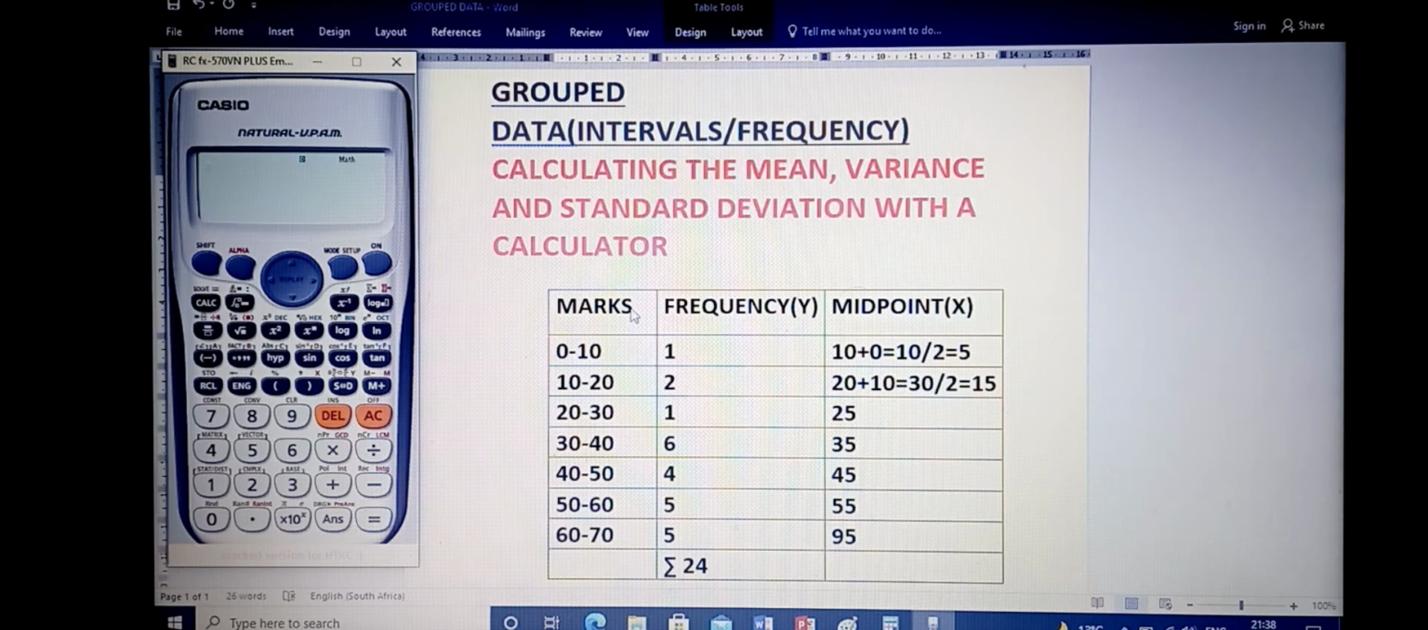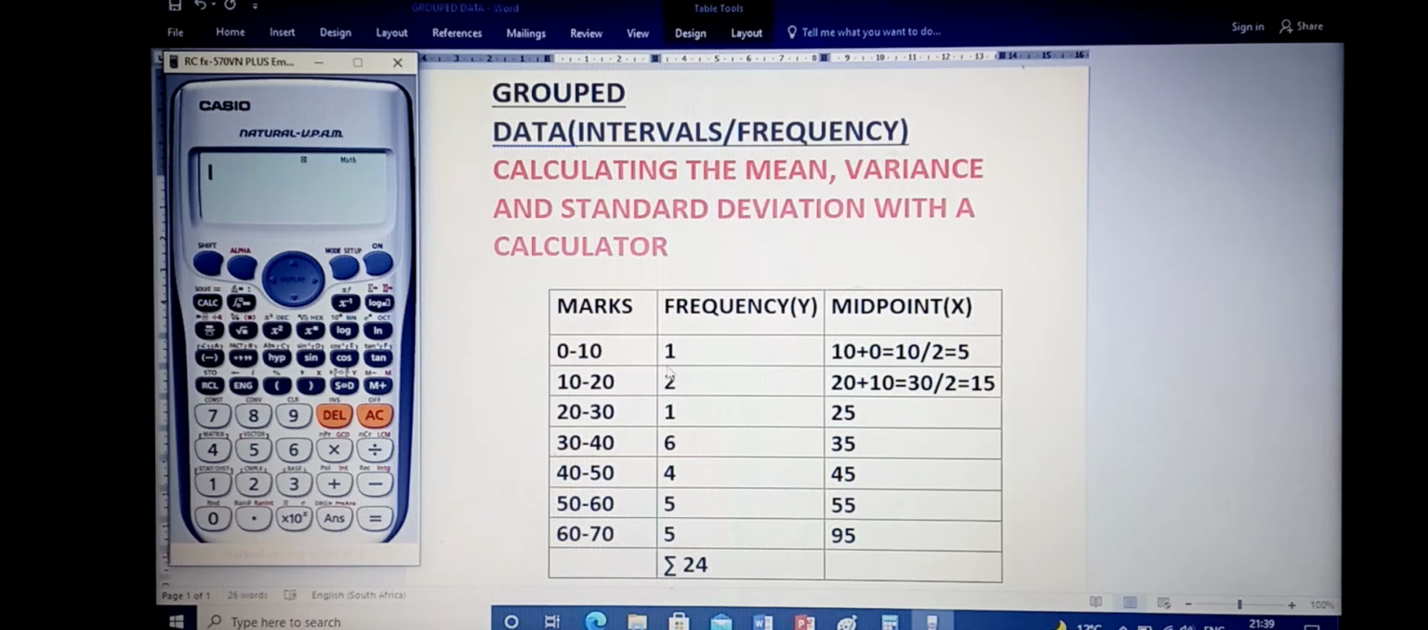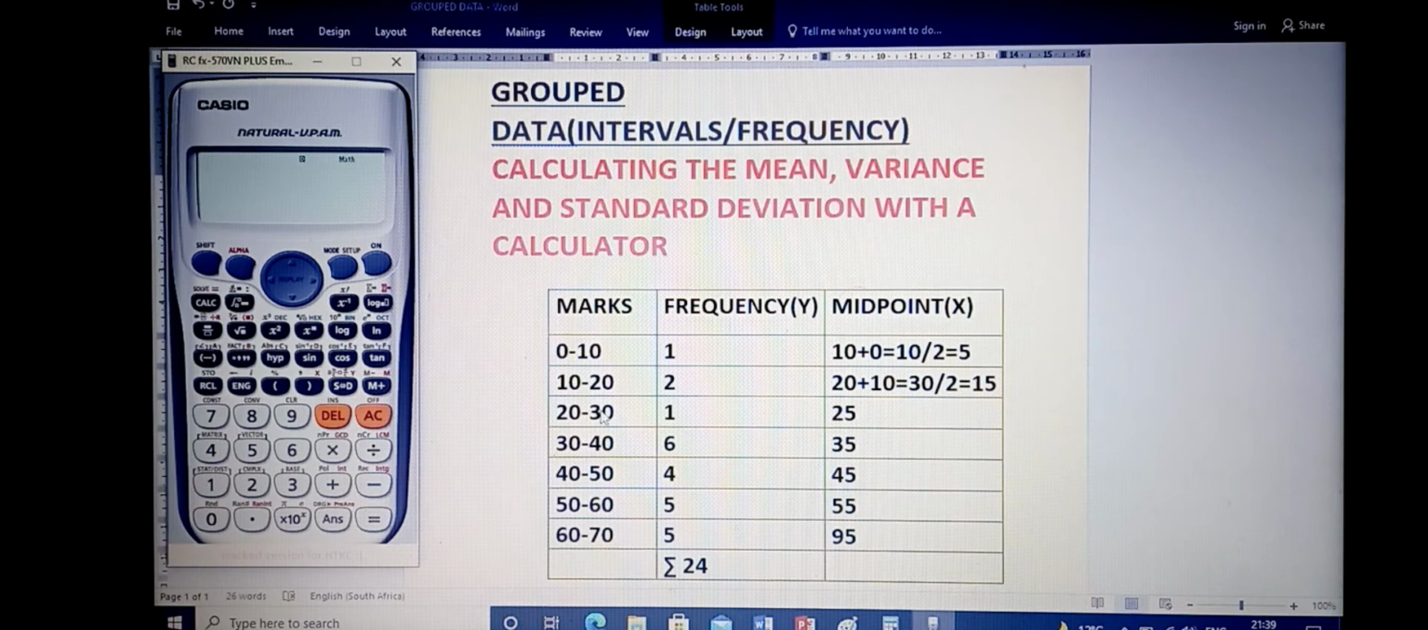Okay, so with the group data, we do not know the individual marks of students, but what we have done is we've grouped the marks, and we're going to find the frequency. So how many pupils have obtained marks in that interval. If you look at 0 to 10, that means there's one pupil. Then if you look at 10 to 20, there are 2 students. 20 to 30 interval, 1 student. 30 to 40, 6 students, and it continues like that.